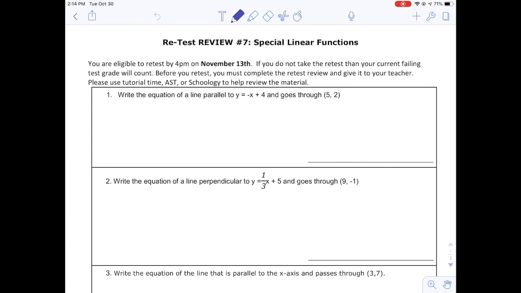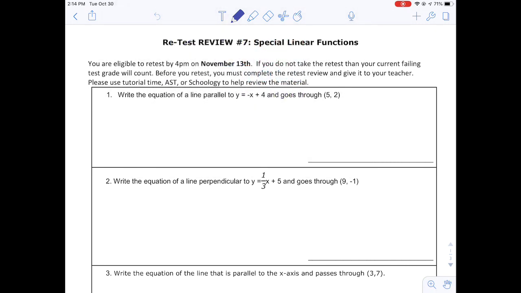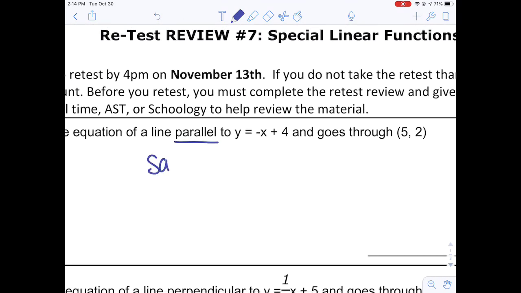This video covers the retest review 7 over special linear functions. So we are asked on problem 1 to write the equation of a line parallel to y equals negative x plus 4 that goes through the point 5, 2. So parallel means you keep the same slope.